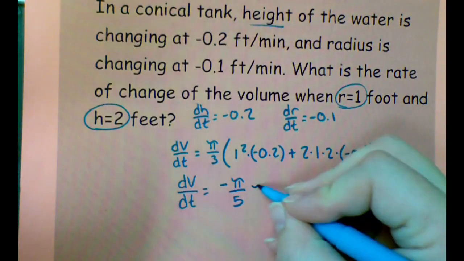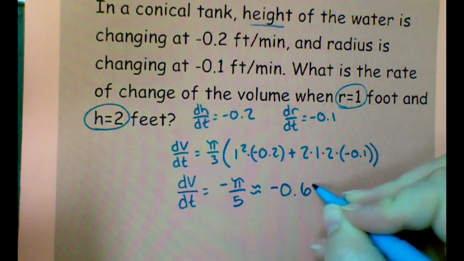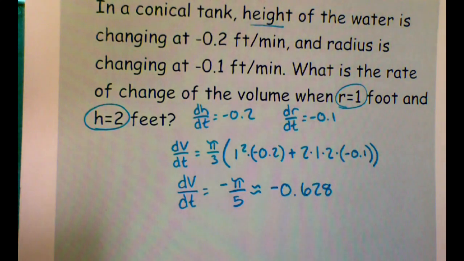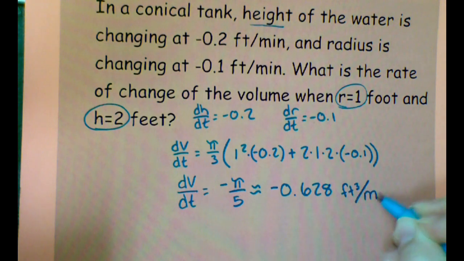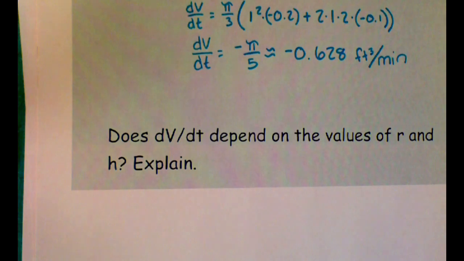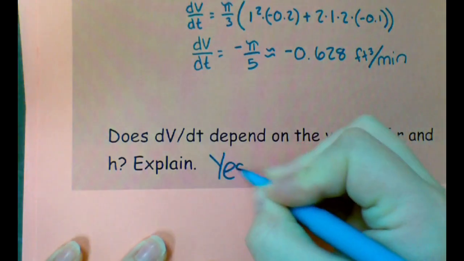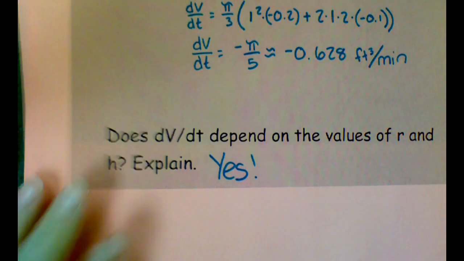which is approximately negative 0.628. Our volume is in cubic feet per minute. The derivative will be a rate per something. So does dV/dt depend on the values of r and h? The answer is yes. Depending on the radius and the height at the time, the volume is changing at a different rate. It's changing faster or slower depending on our height and our radius.